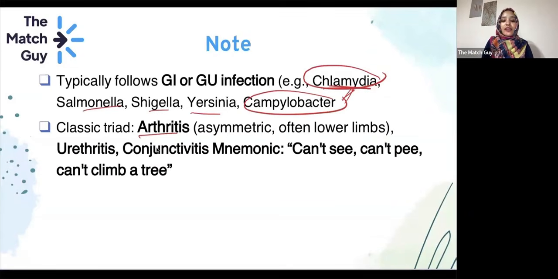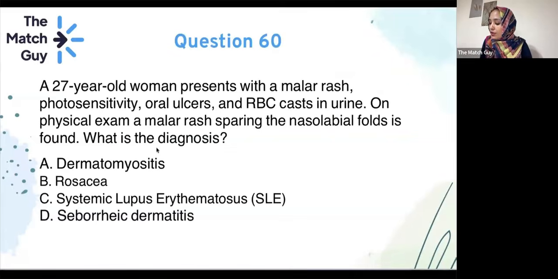What you would give for them, yeah, is support. I'm not highlighting as much treatment-wise, except for things that are very relevant to Step 1. That's why. Okay, can't see, can't pee, and can't climb a tree. Okay, let's do this one, and then we'll move on to a few questions from the question bank. A 27-year-old woman presents with a malar rash, photosensitivity, oral ulcers, and RBC casts. Okay, this is SLE. Remember the antibodies we talked about for SLE? So SLE is also an autoimmune disease.